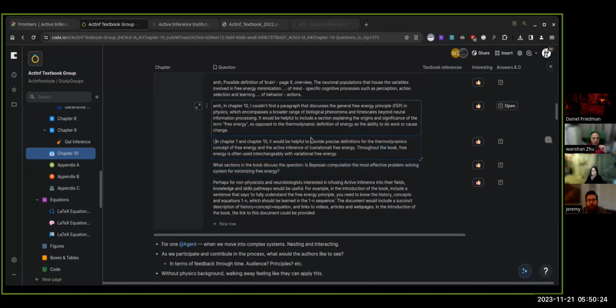It'd be helpful to provide definitions for thermodynamics, free energy, and of ActInf variational free energy. Throughout the book, free energy is used interchangeably with variational free energy. Unless explicitly mentioned, they're only talking about variational free energy. They're never talking about Gibbs unless they specifically called it out, and I don't think they do. They're only concerned with informational free energy, not thermo.